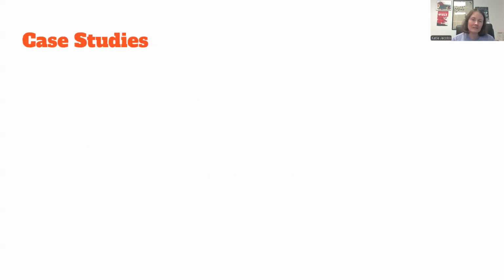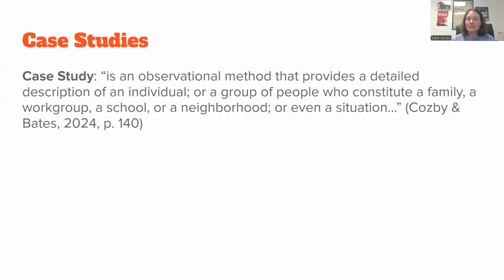Our brains are very, very, very limited. There are also things called case studies. This is an observational method that provides a detailed description of an individual or a group of people who constitute a family, a work group, a school, a neighborhood, a situation, things like that.